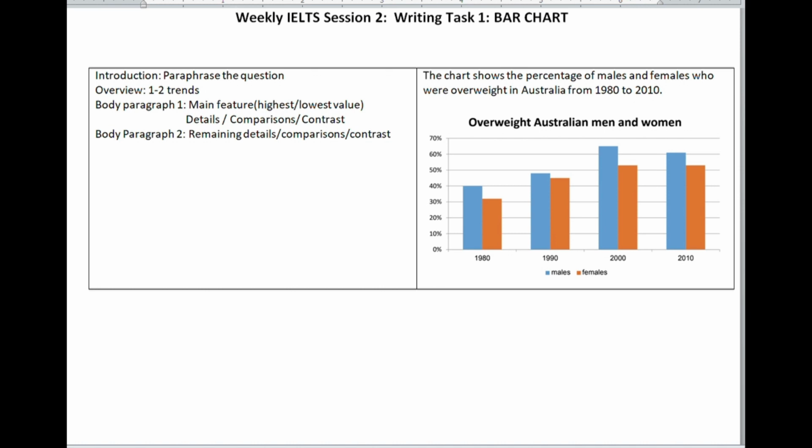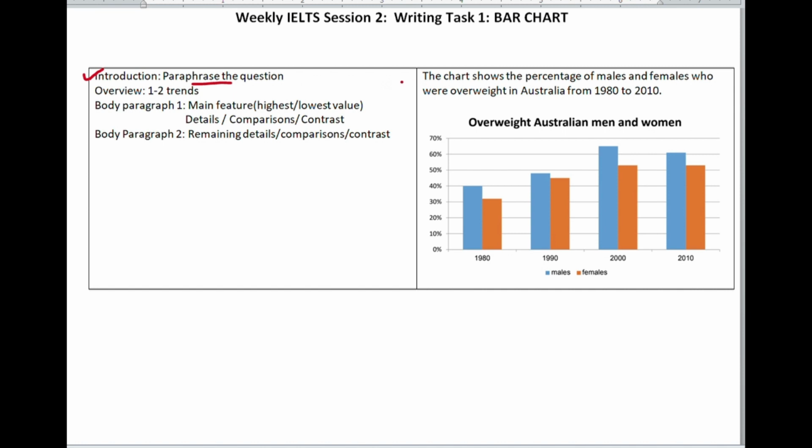Today we are going to discuss writing task 1 bar chart. In writing task 1 we have 20 minutes and we have to write at least 150 words in 20 minutes. When we start writing a bar chart, the first part is the introduction. In introduction, we are supposed to paraphrase the question. It means to change the question into our own words.